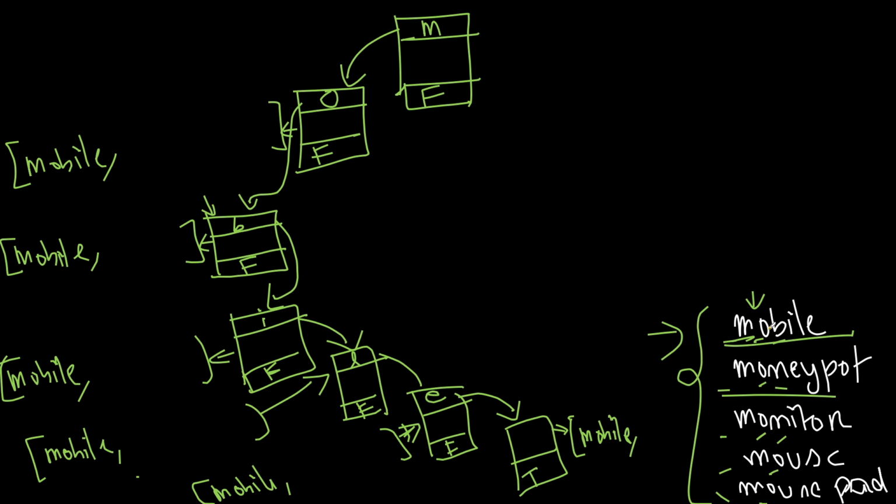Now mobile is done, and we are looking for money pot. From the root we come, we check, okay, we have the M. Great. So for M, we will come to this reference node, because it's true, right?